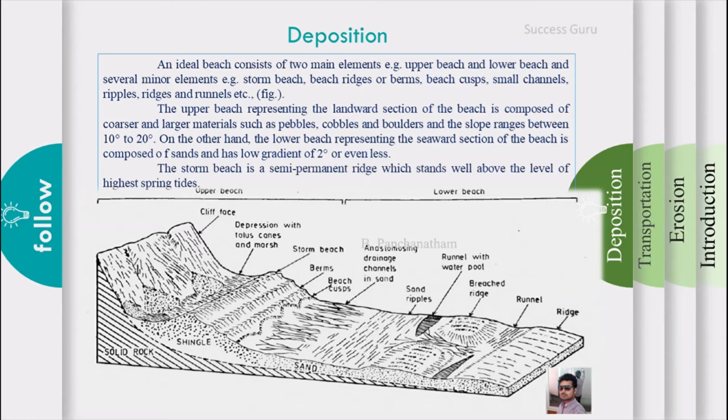And there is a portion called the storm beach. So this is the storm beach, this portion. It's a semi-permanent ridge which stands well above the level of the highest spring tide. So this is the generalized sectional classification of the beach, that is lower beach and upper beach, and sometimes there may be a storm beach present.